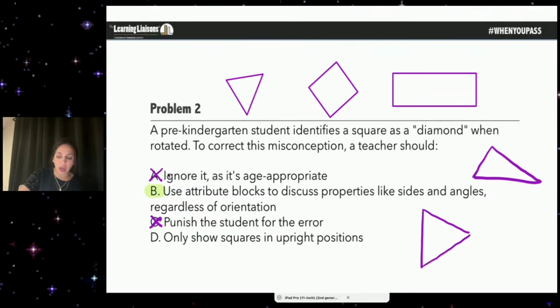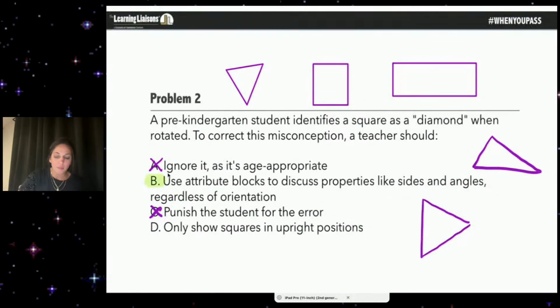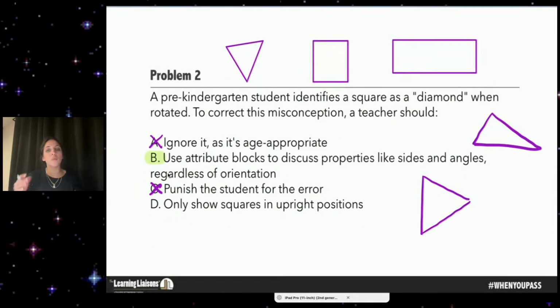Only show squares in the upright position. In fact, that's what I was just cautioning us against. We don't only want to show a square in that position, and that's a little bit less like a square, a little bit more like a rectangle. We want to show that square in a variety of positions so that they don't have this misconception. However, if we use those attribute blocks to discuss properties like sides and angles, then what we're doing is encouraging students to look at the shapes based on those attributes, rather than looking at it based on orientation or position. And so that is why B is correct.